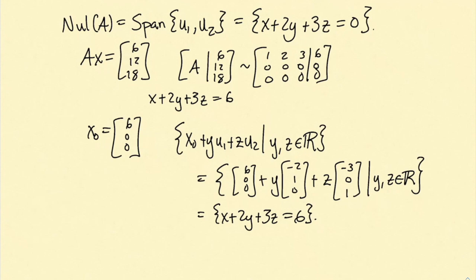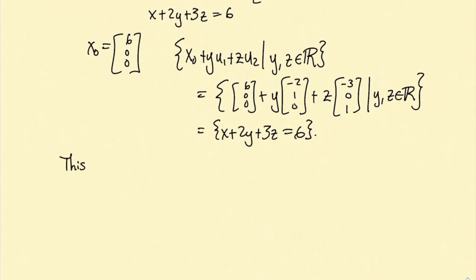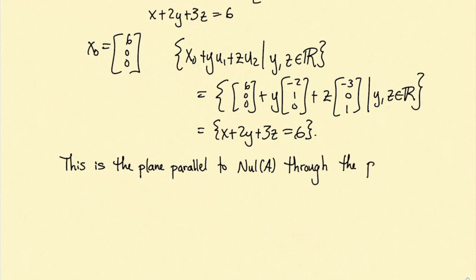So we can think about this as having started with a plane through the origin given by x plus 2y plus 3z, and then having translated this plane so that it now passes not through the point 0, 0, 0, but through the point 6, 0, 0. So this is a plane that is parallel to the null space.